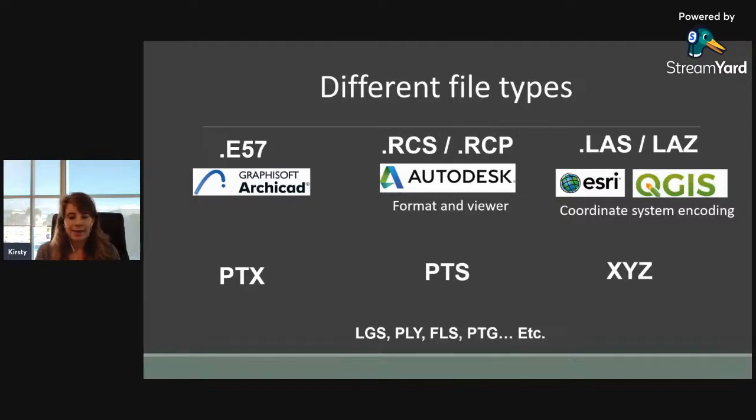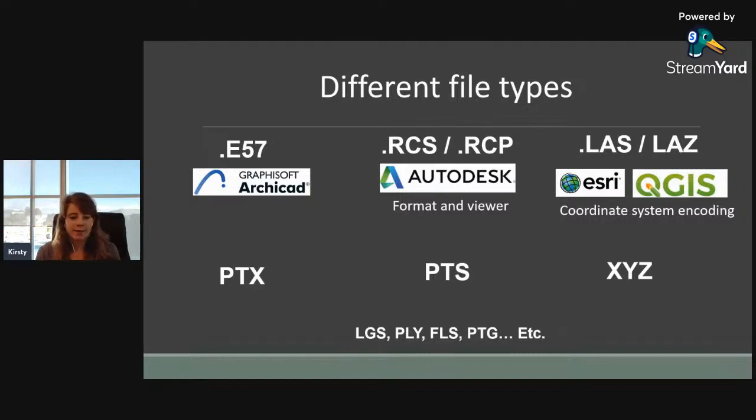So then there's LAS and LAZ files. LAS is the key format for point clouds in GIS applications, and LAZ is the compressed version of that. So this is what Esri and QGIS use quite a lot. One thing to note about LAS and LAZ files is that the way they're encoded can be slightly different for drone-based applications versus laser scanning applications. Drone-based LAS files often have the spatial reference frame written into them, whereas the laser scanning data often is not encoded. So when you bring laser scanning data into a GIS system, you often have to project it to get it into the right format.